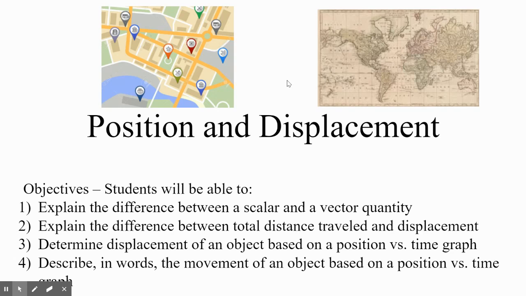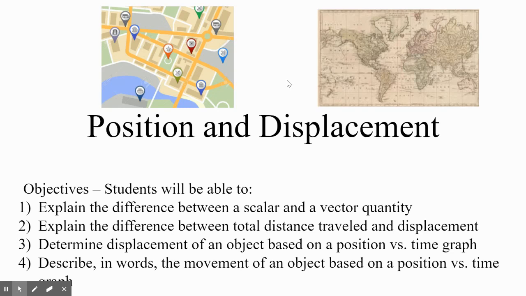let's talk about position and displacement. That's what this is all going to be about. Before we start doing any kind of calculations, any math, we're going to talk about position and displacement because a good understanding of this is going to help us better conceptualize the kinematics when we dig into it a little more.